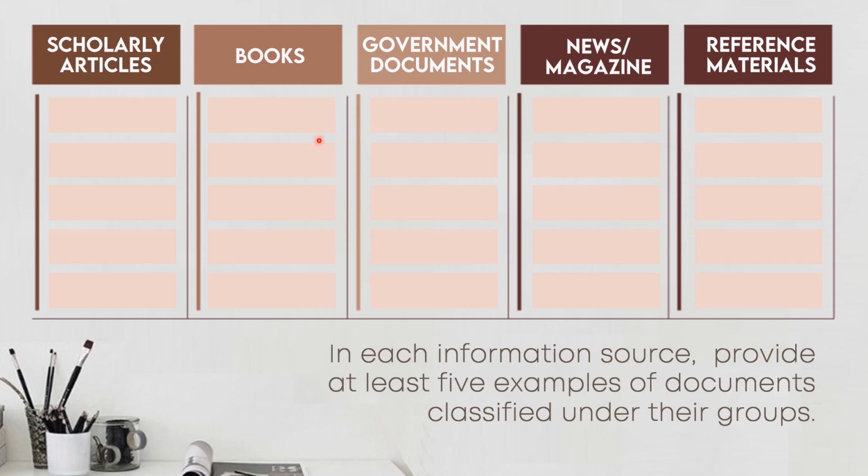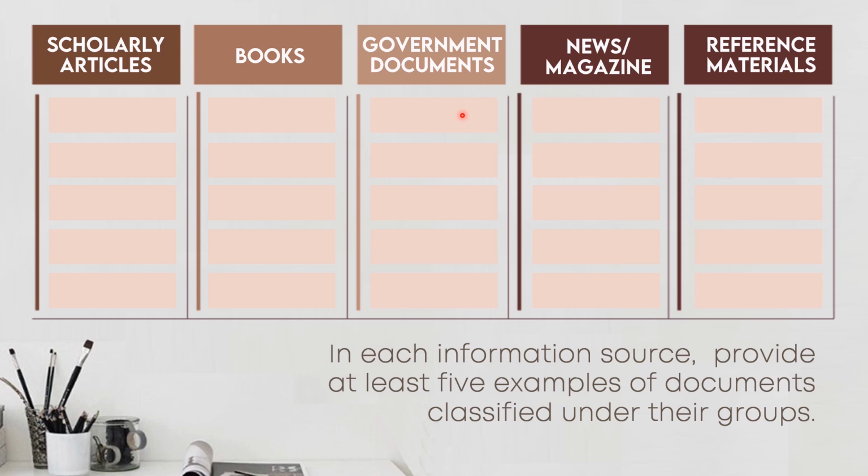And then, under the books, what are the normal examples of books? You have novels, right? Textbooks, fiction, non-fiction books, memoirs, poetry, and such. Then, you have government documents, you have statistics, court proceedings, and so on. You have news or magazines.